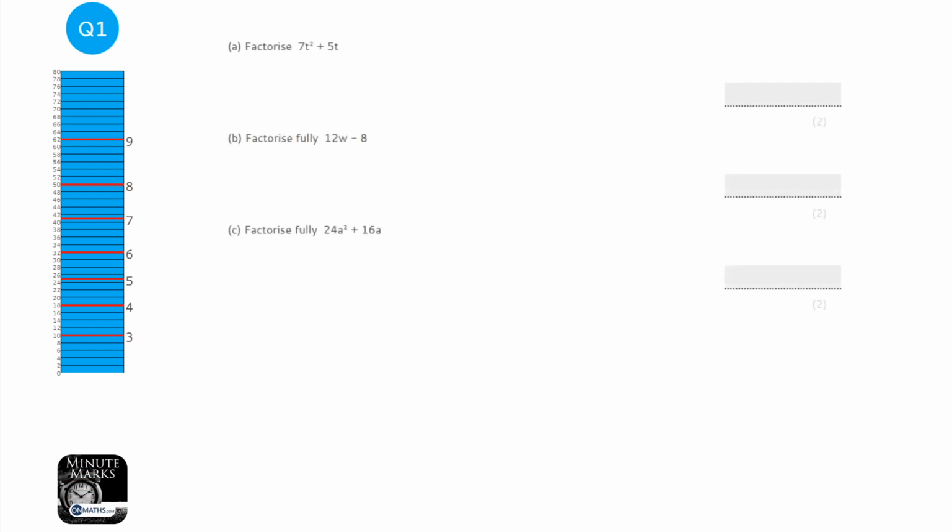Okay, factorise means put it into brackets. So looking at the first one, there's a t I can divide out of both of them. So I put t on the outside of the bracket, but there's no number because 7 and 5 don't have anything that goes into both of them. So I think, what do I times t by to get to 7t squared? Well, it's going to be 7t. And what do I times t by to get to 5t? Well, it's just going to be 5. You can check your answer by expanding the bracket. It makes 7t squared plus 5t, which it does.